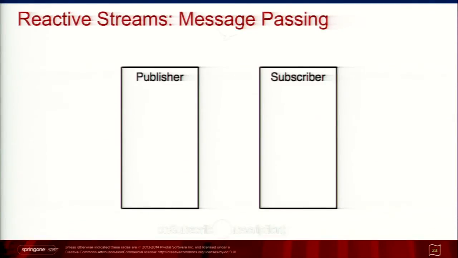So let's picture exactly what happens in a flow between a publisher and a subscriber in the context of this specification. So first, you have a publisher object and a subscriber object. They both implement the interfaces. Whatever they do behind, we don't care for now.